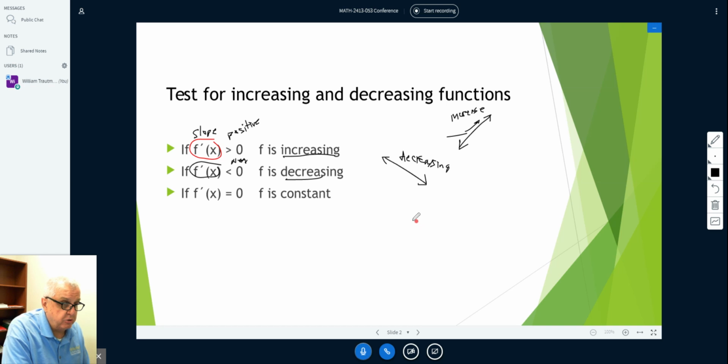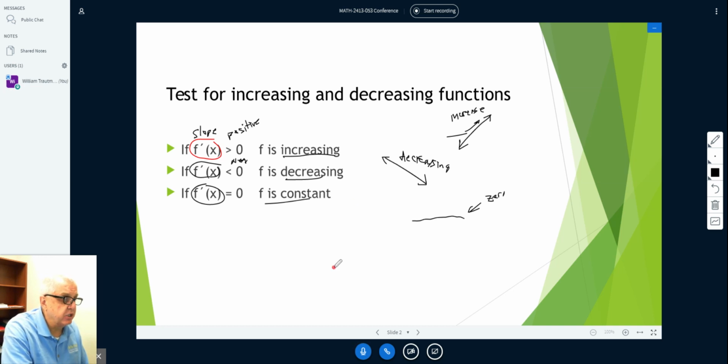And if your slope is constant, if your slope is zero, horizontal lines have a zero slope, then your function is constant. It's not increasing or decreasing.